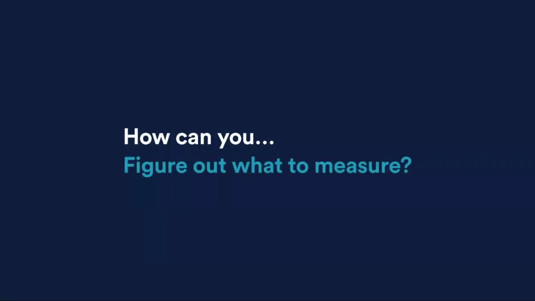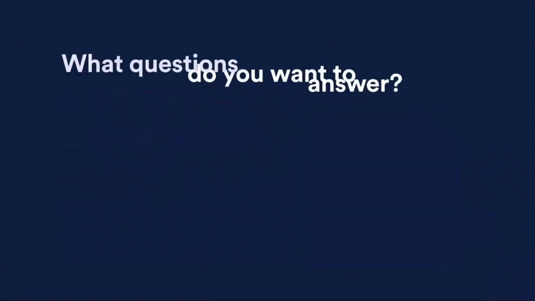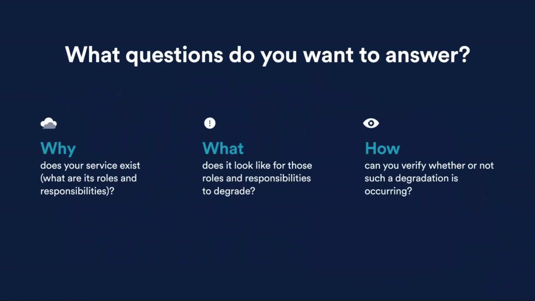And so how can you figure out what to measure? Well, we found that we really needed to understand what questions we wanted to be able to answer. And figuring that out was also kind of hard. And so a bit of structure that we found helpful was to think about why our application exists in the first place. So what are its roles and responsibilities and how important is that application? You can then think about what it looks like when your service cannot fulfill those roles and responsibilities. And then you can think about how to verify whether or not such a degradation has occurred.